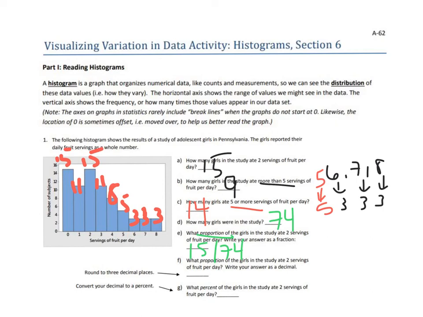So what proportion of the girls had 2 servings per day, and they want that as a decimal. As a decimal, you divide 15 divided by 74, and you can do this in your calculator. To 3 decimal places, that's 0.203. Just type that in your calculator. And then if I want to change that to a percentage, remember you move that over 2 places to the right. So that's going to be 20.3%.